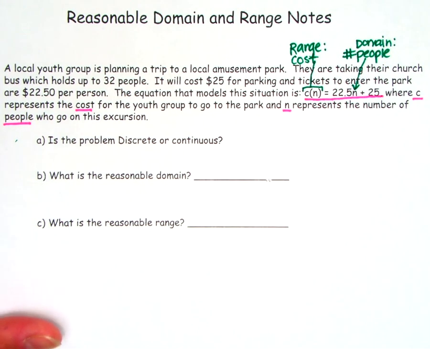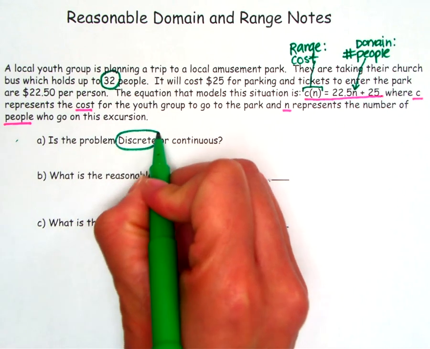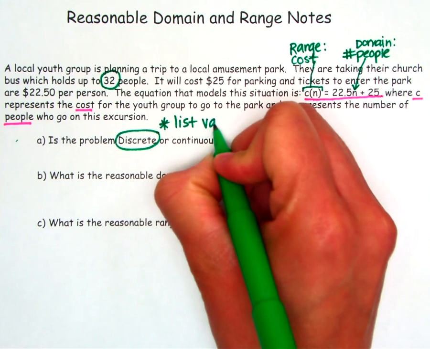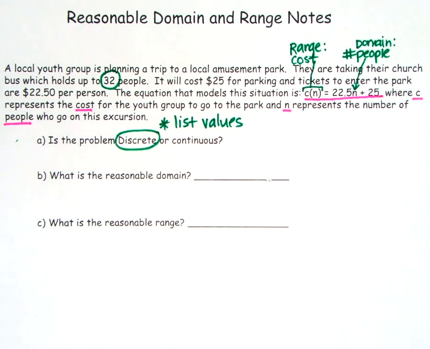So now let's go ahead and identify if the problem is discrete or continuous. You ask yourself, can I halve this data? If I cannot halve the data, it is discrete. Or am I measuring something, because continuous data is something I can measure? Well, if I'm taking one person, 2, 3, all the way up to 32 people, I cannot halve that, so it is discrete data. So when I identify that, I need to remember that for discrete data, I'm going to list my values when I come up with my domain and range.